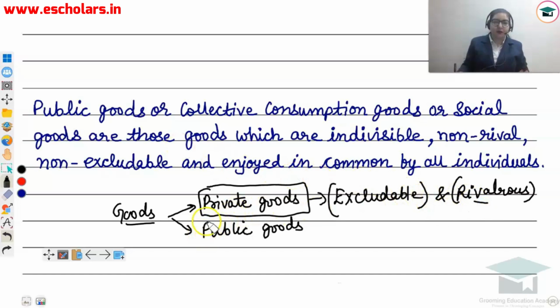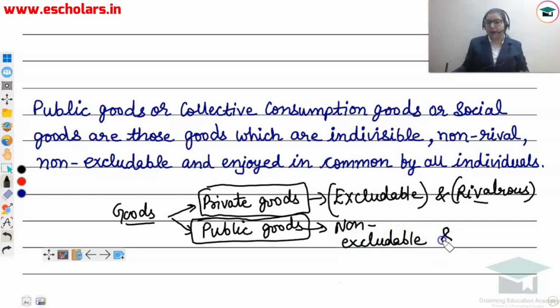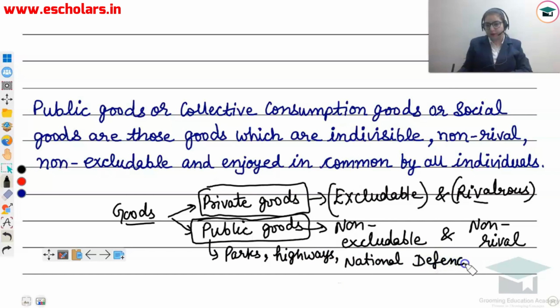But it is not so in case of public goods. Public goods are non-excludable and non-rival. Let's take an example of public goods to understand it better. Parks, highways, national defense, etc.